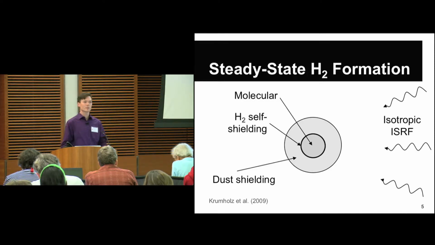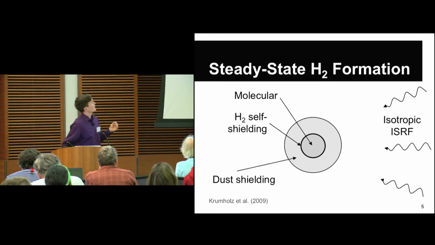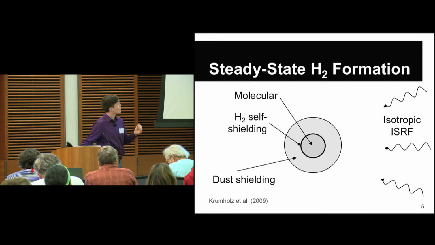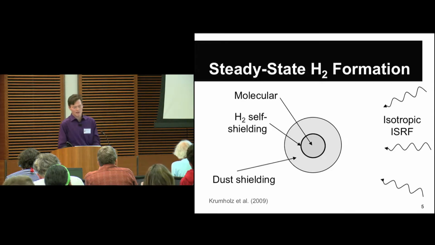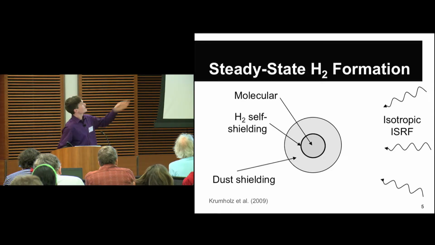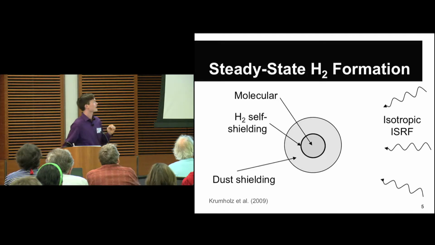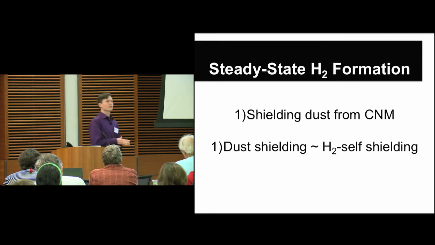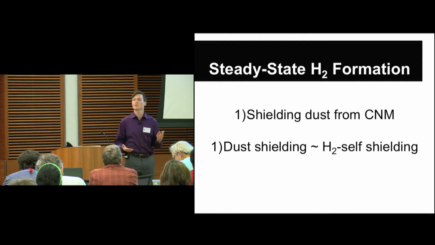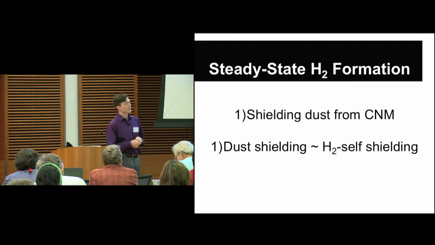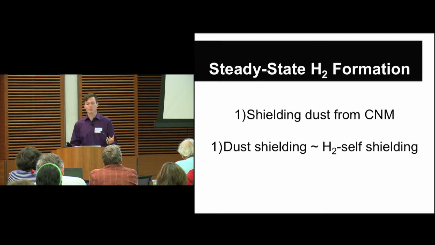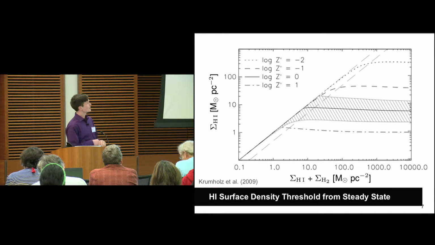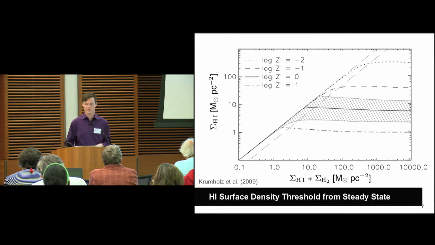This is a runaway process. So once H2 begins forming, the core will become entirely molecular. The transition is very sharp between dust shielding and H2 self-shielding. Okay? So two conclusions from this steady-state model are that the shielding dust is associated with the cold neutral medium atomic envelope, and that dust shielding is equally important as H2 self-shielding in the formation of molecular hydrogen.